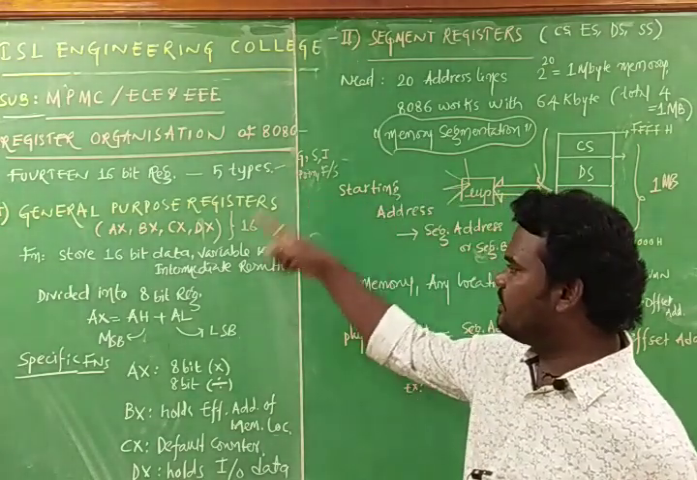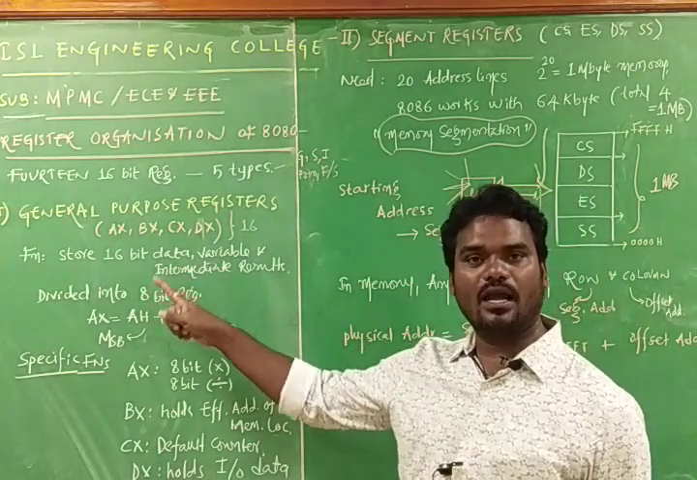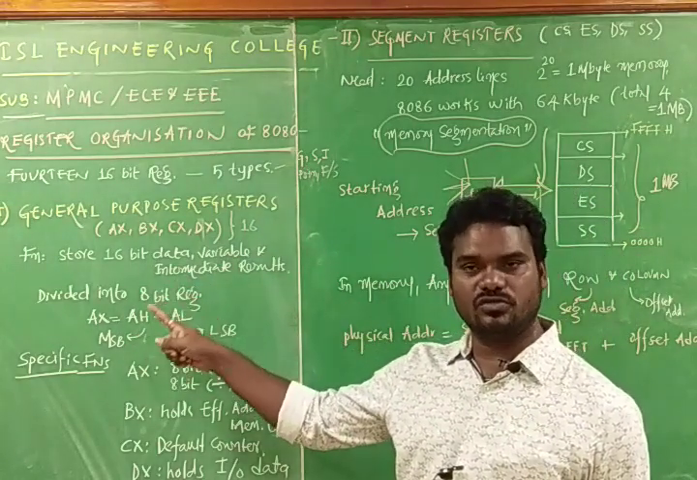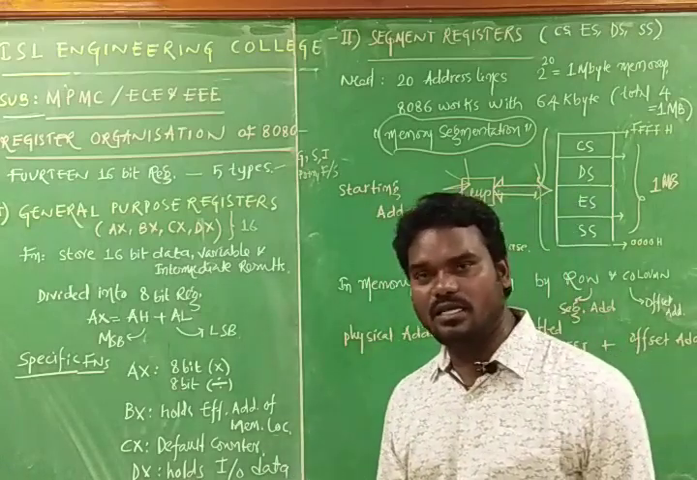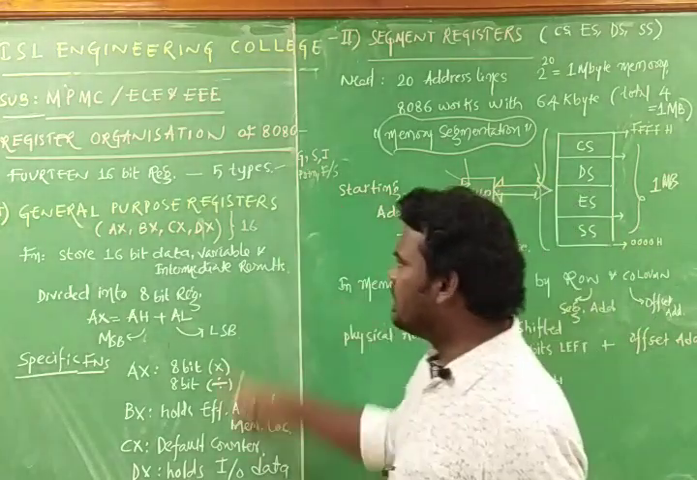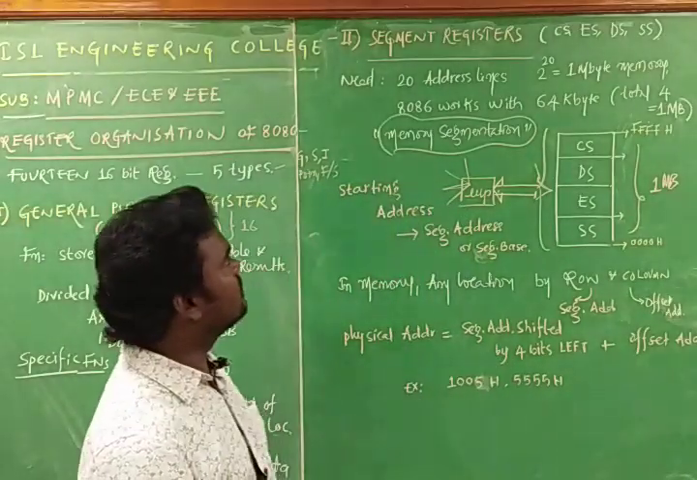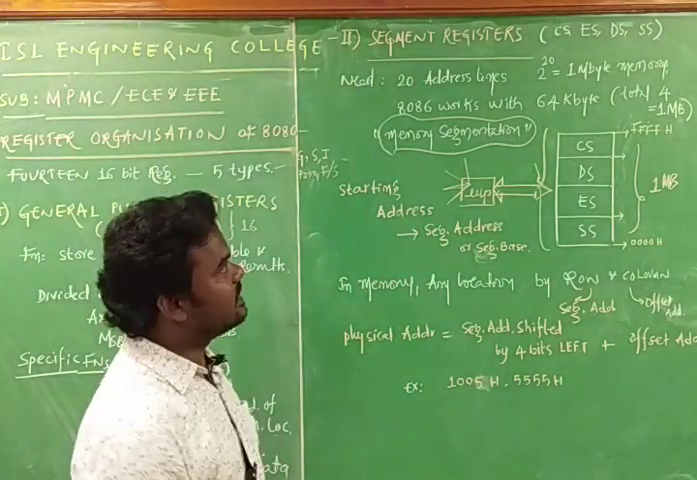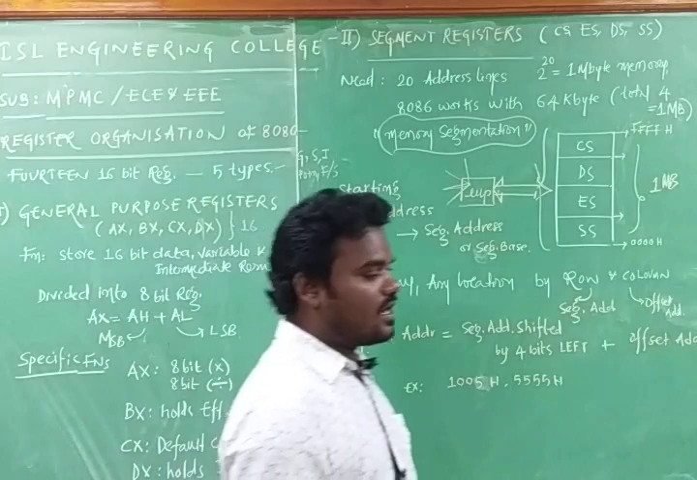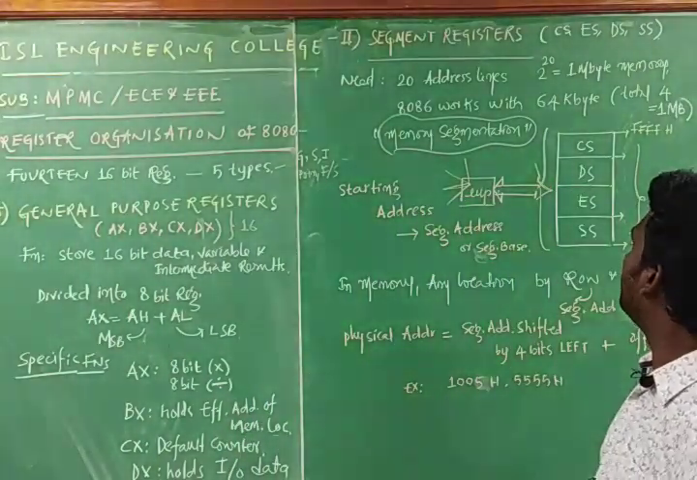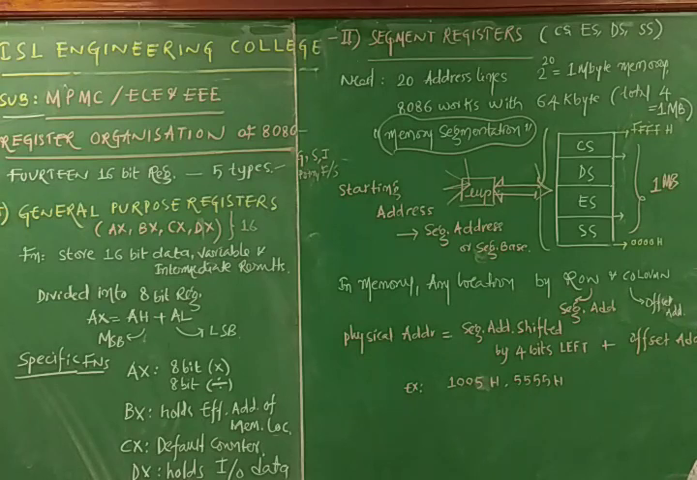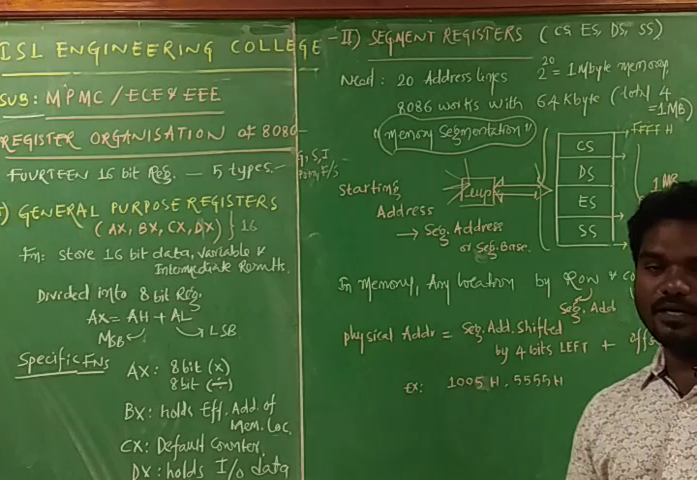The main functions are to store data, to store variables, and to store some intermediate results when it is interrupted by an interrupt signal. This is about the general purpose registers. Coming to the other registers, the segment registers. There are 4 segment registers: the first one is the code segment, the next is the extra segment, the next is the data segment, and the next is the stack segment.